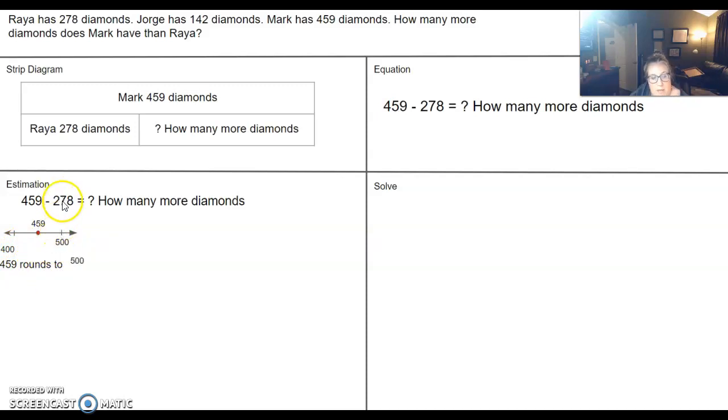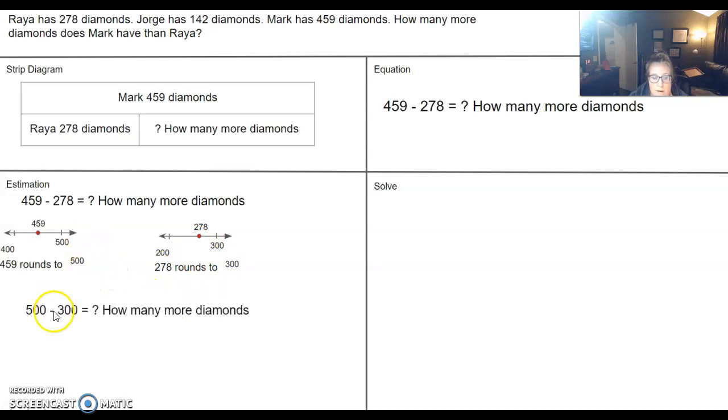I'm going to do the same thing for my next number, which is 278. So I'm going to go ahead and set it up. For 278, I'm going to have 200 on this side, and I'm going to have 300 on this side. 278 is closer to this side, so that tells me that 278 is closer to 300, so that means that 278 rounds to 300. Now my new equation that I'm going to solve is going to be 500 minus 300 equals how many more diamonds Mark has than Raya.